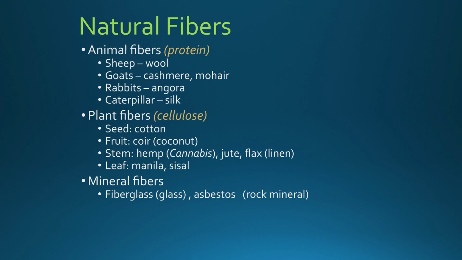Natural fibers include animal fibers like wool, cashmere, and silk, which are protein-based. Plant fibers, which are cellulose-based, include cotton, coir, hemp, jute, flax, manila, and sisal. Mineral fibers are fiberglass and asbestos, a rock mineral.